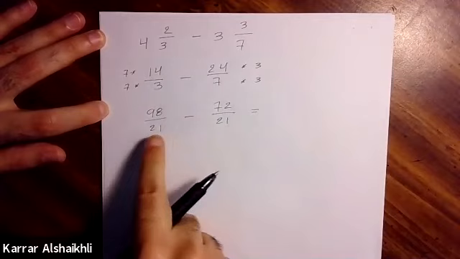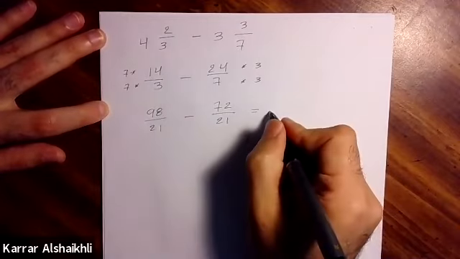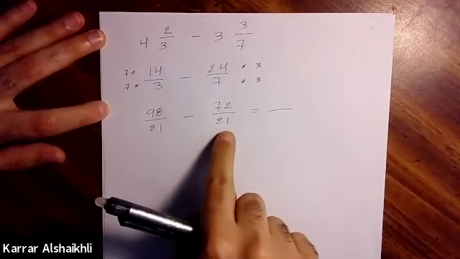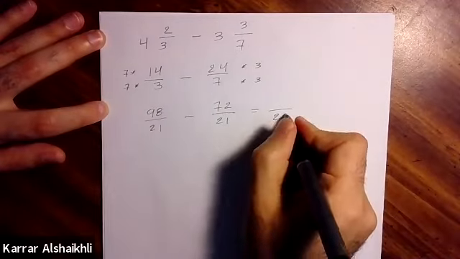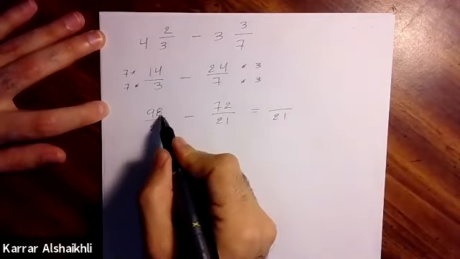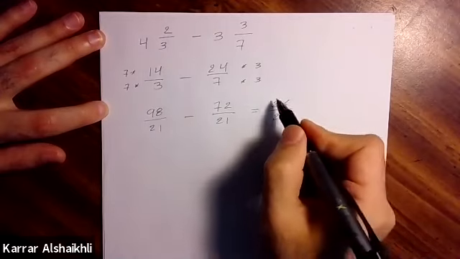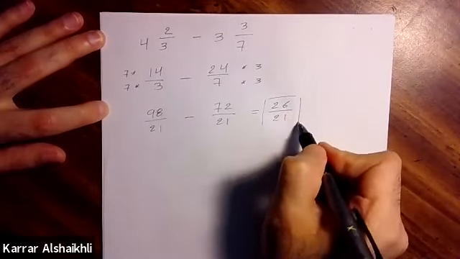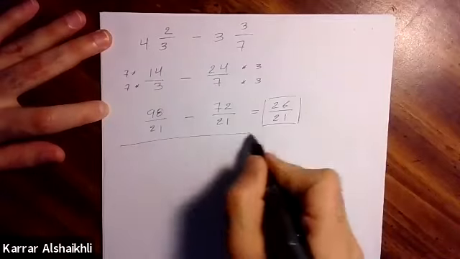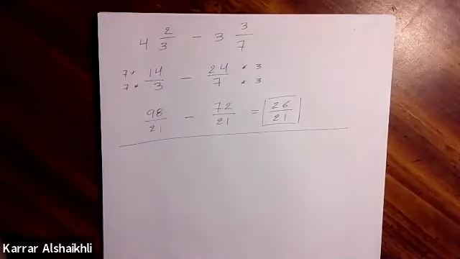If you check now, we have exactly the same denominator, 21. Here, 98 minus 72 is going to be 26. We can't simplify it, so this is the final result. That's how, if you have two mixed numbers, you're going to convert them.